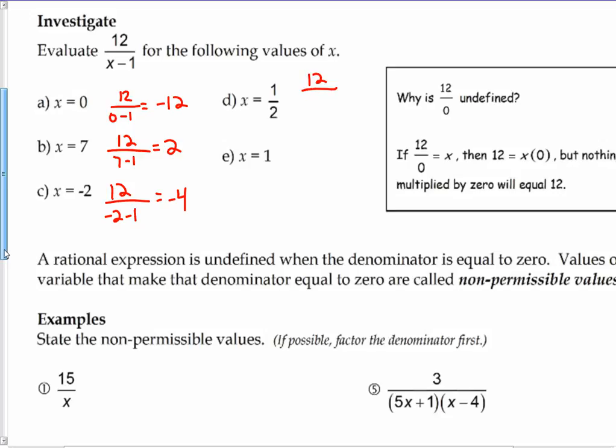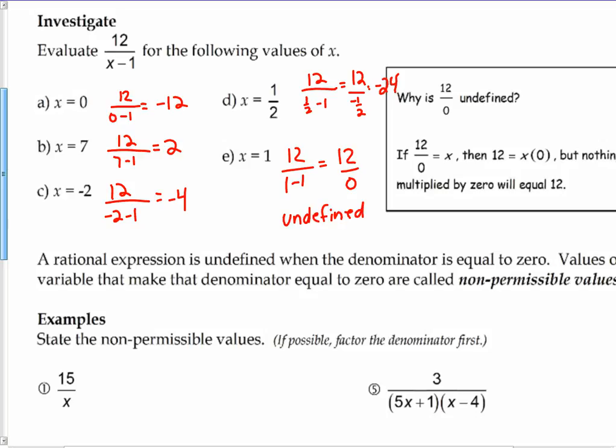12 divided by 1/2 minus 1. What's a half take away 1? Negative a half. And 12 divided by negative half would equal negative 24. Okay, and if x was 1, 12 divided by 1 minus 1. Oh no! We get 0. Is that possible? No, that's undefined.